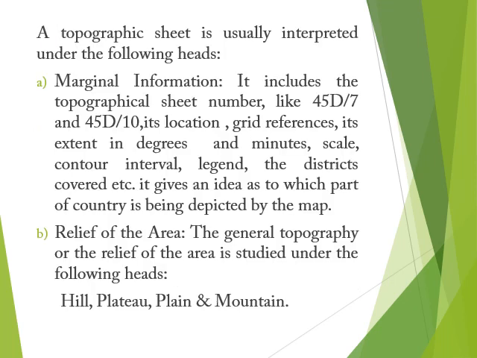A topographic sheet is usually interpreted under the following heads. First is the marginal information. In the topographic sheet, marginal information includes the topographical sheet number, like the topographic sheet is of 45D7 and 45D10. For example, it is given this number. Its location, grid reference, its extents in degrees and minutes, scales, contour interval, legend, the districts covered, etc. It gives an idea as to which part of the country is being depicted by the map.